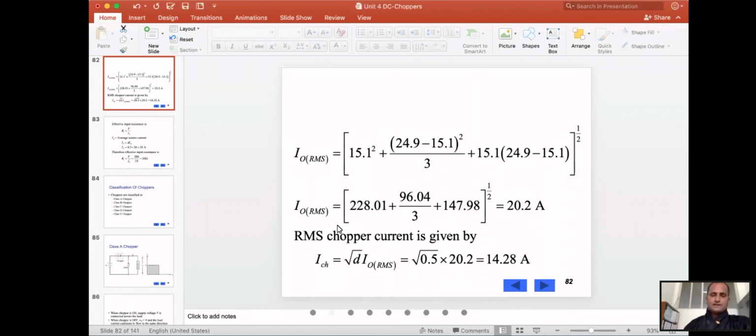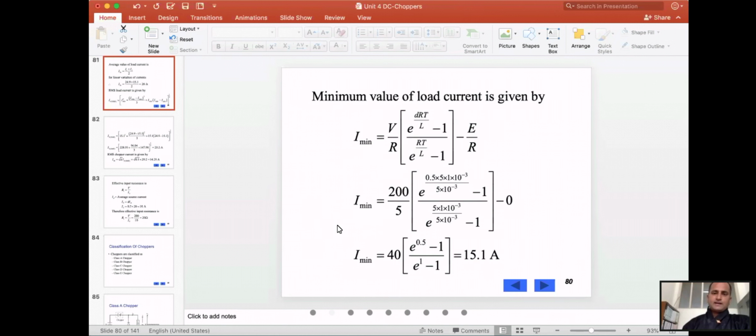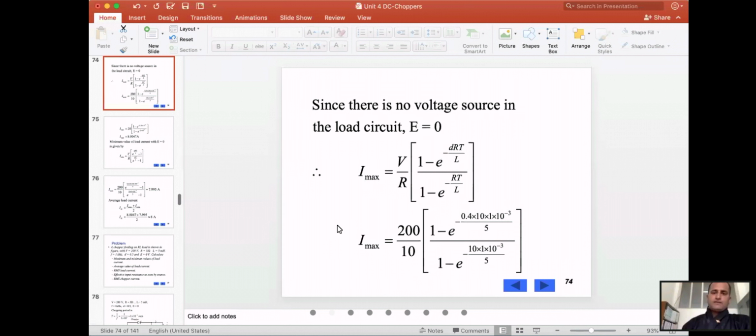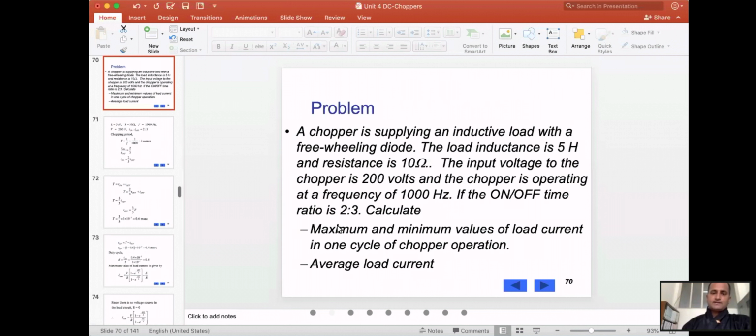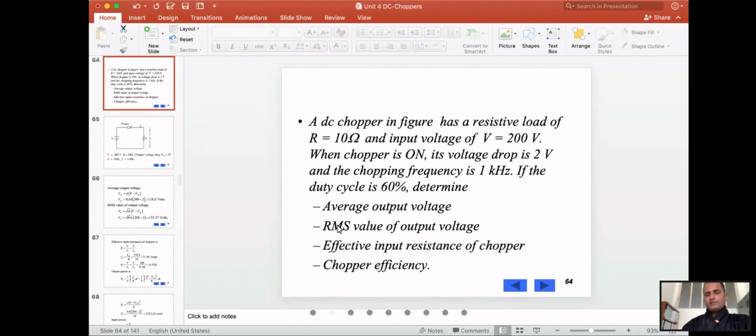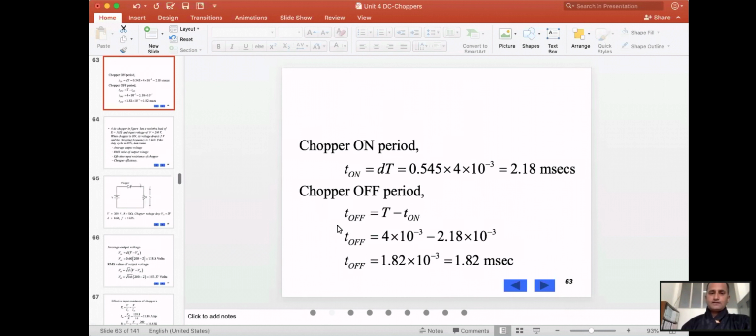So we'll stop here, and please solve whatever problems are there out here. Please solve all these problems. If you have any problems, you can just write to me, or we can discuss anytime, whenever you feel like discussing.